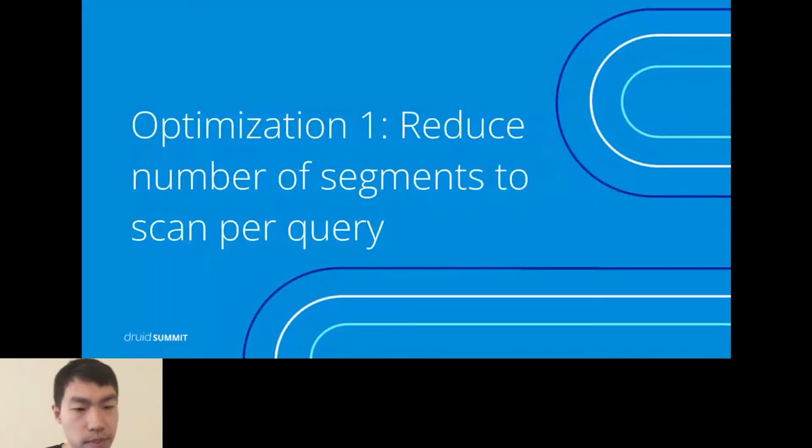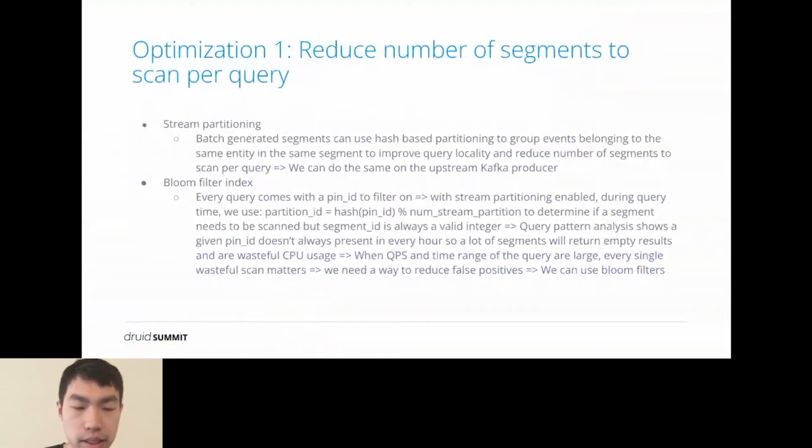The first optimization is to try to reduce the number of segments to scan per query. Here are the two solutions we found useful to achieve this. One is string partitioning. Recall that for batch ingested segments, we generally use hash-based or range-based partitioning to group events belonging to the same active entity in the same segment, to improve query locality and reduce the number of segments to scan per query.